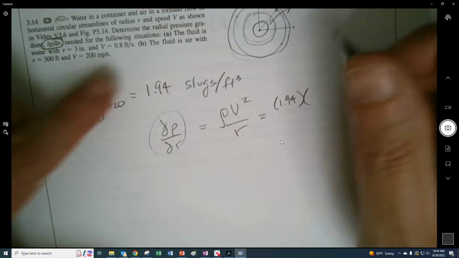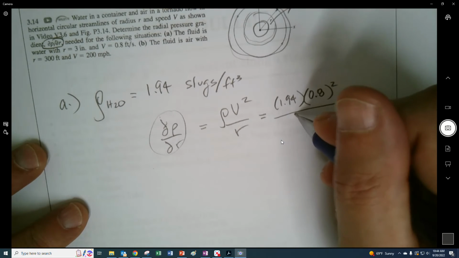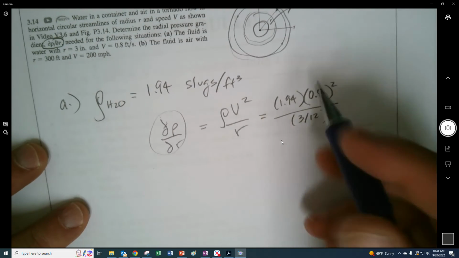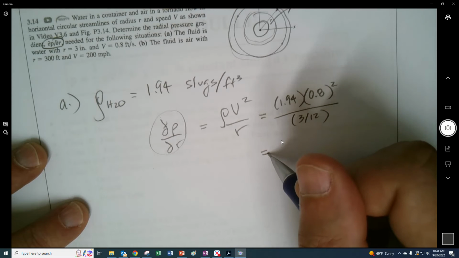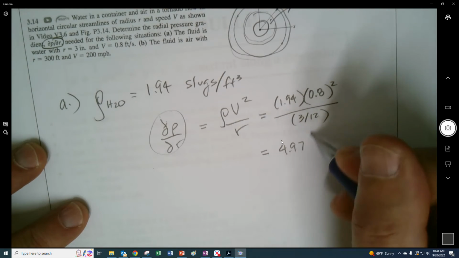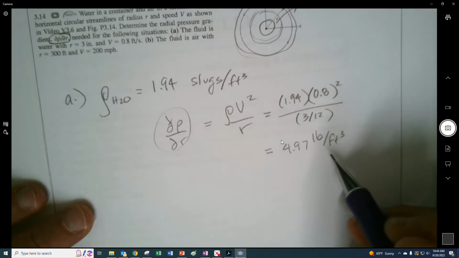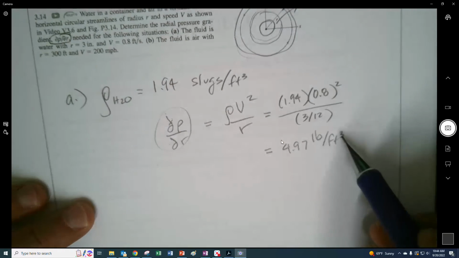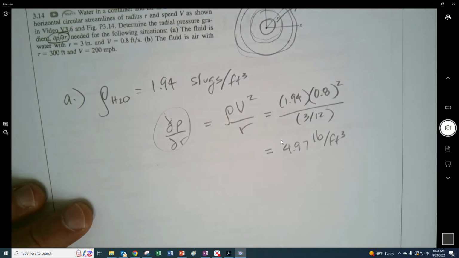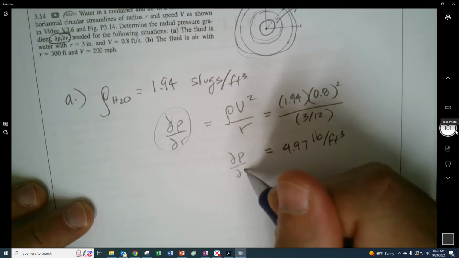And the velocity here is 0.8 squared, and the radius is 3 inches, so we need to make it into feet, right? So all these units will work out to having a pressure gradient that's going to be 4.97. These are going to be pounds per cubic foot, right? Because it's pressure per foot is what we're finding, the pressure per distance. So it's going to be pounds per square foot per foot, which comes out to pounds per cubic foot. So that's the answer for this.